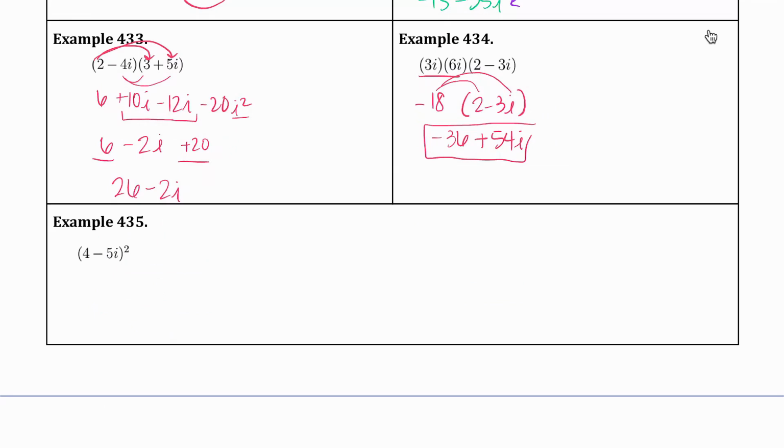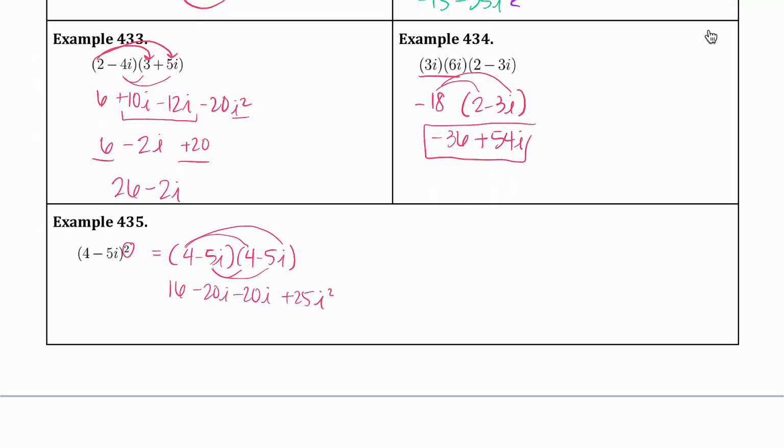All right, and then the last one with multiplication, we have 4 minus 5i to the second power. Don't forget, anytime you see a binomial squared, we write it out like this. 4 minus 5i times 4 minus 5i. Now we distribute. We get 16 minus 20i minus 20i plus 25i squared.